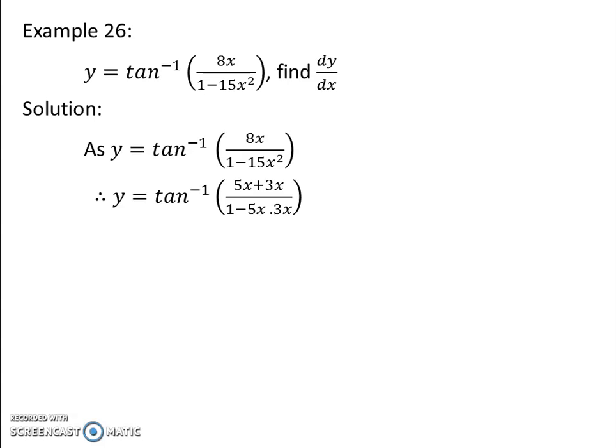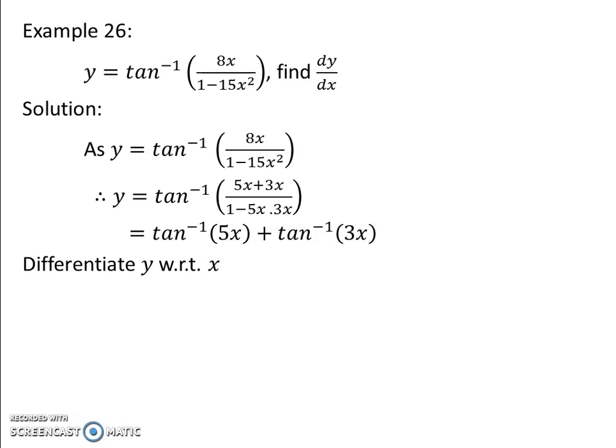If you compare with the formula, this is tan inverse a plus tan inverse b, with a equal to 5x, b equal to 3x. So that is equal to tan inverse of 5x plus tan inverse of 3x. Therefore, differentiating y with respect to x, we get dy by dx equal to the derivative of tan inverse of 5x plus tan inverse of 3x. So the derivative of this can be obtained using the u plus v rule.